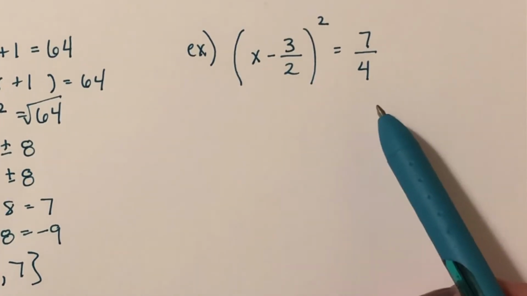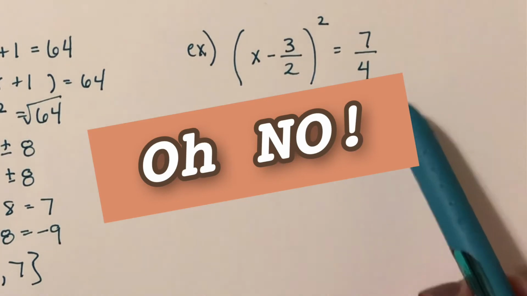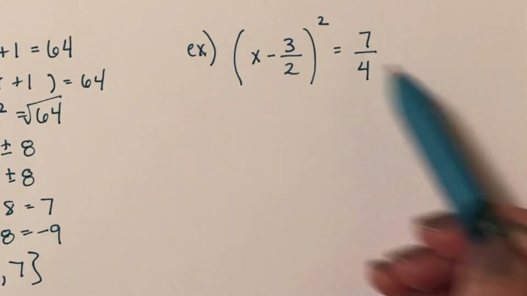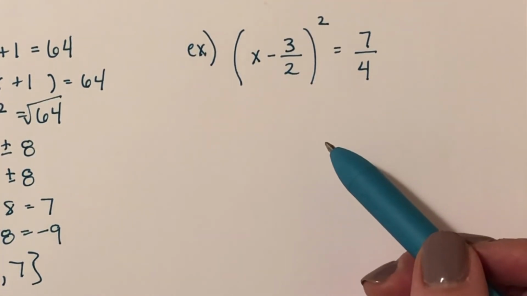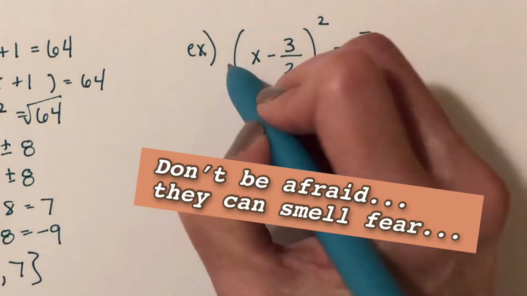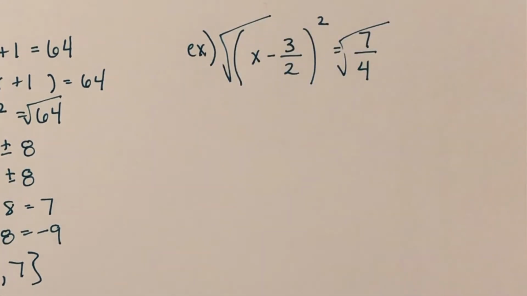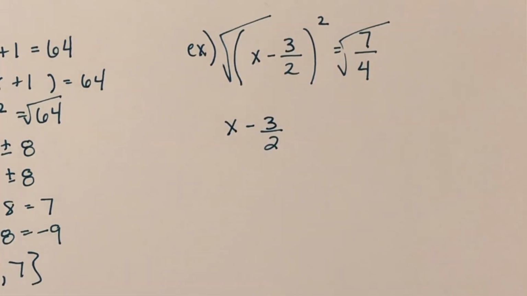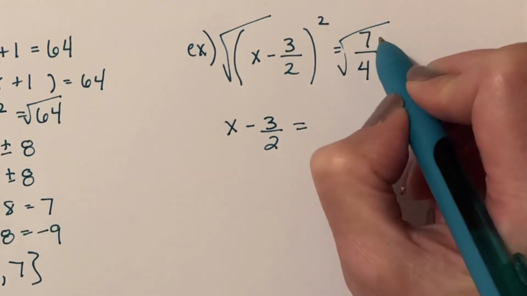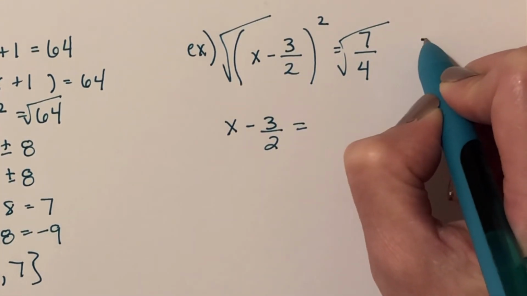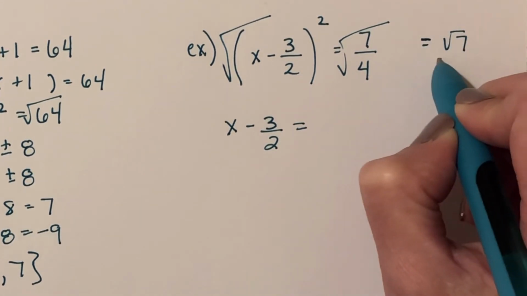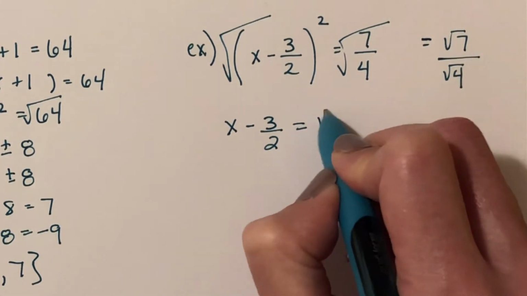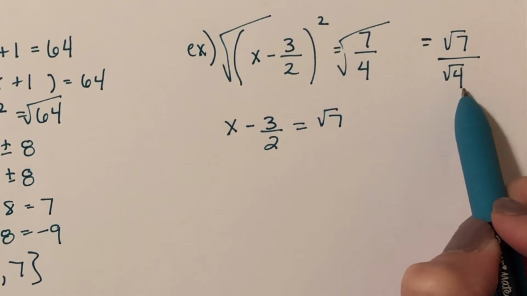Let's go ahead and tackle one with fractions. Oh no! Well, the first thing I notice is I have a perfect square equaling a number, even though they're fractions. So even though they're fractions, I'm just going to do the same thing that I did before, which is take the square root of both sides. My left side turns out to be x minus 3/2. On the right side, the square root of 7 over 4 is the same thing as the square root of 7 over the square root of 4. The square root of 7 I can't simplify at all, but the square root of 4 reduces to 2.